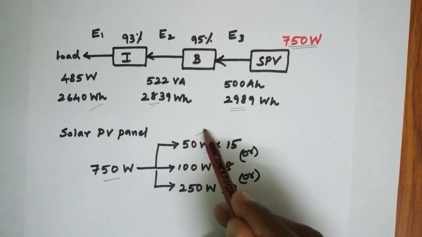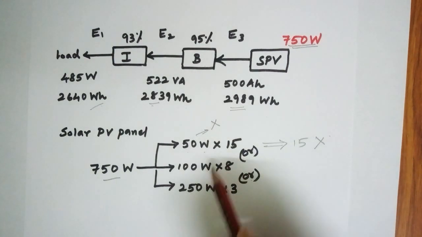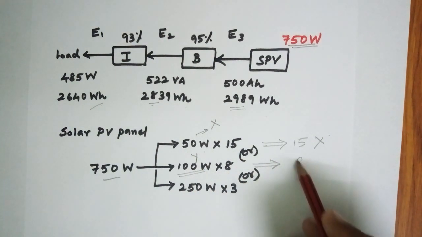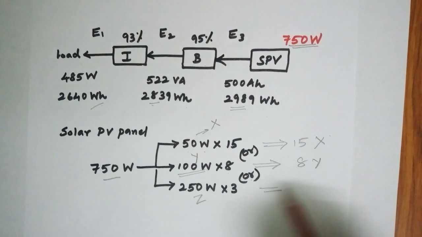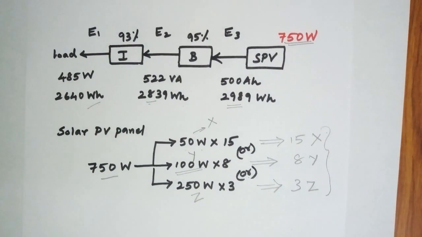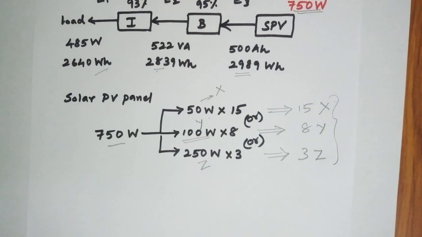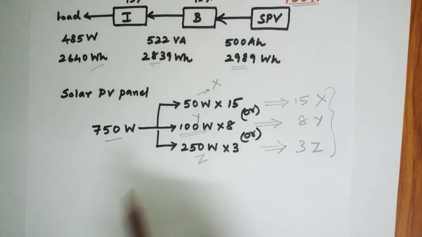If the 50 watt panel costs X rupees, the total cost of this is 15 into X. If the cost of a 100 watt panel is Y, then the cost for procuring 8 numbers of 100 watt panel is 8Y. Similarly you can do for 250 watts. If your 250 watt panel is Z rupees, then you have to buy 3 panels each of Z rupees. So among these you have to choose which is giving the lowest value. So this is how you will be designing a solar PV system, and how you find the number of panels required.